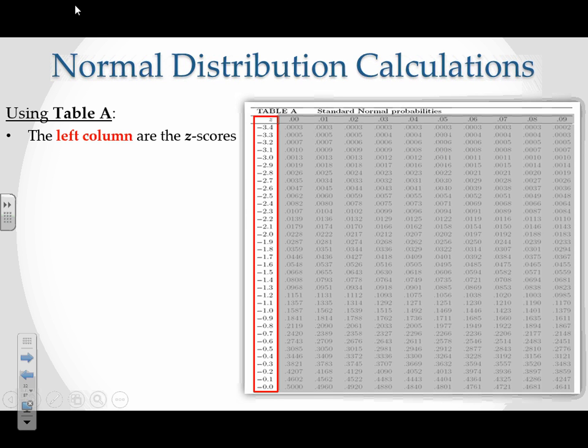So the left column is going to give you the start of the z-scores. Every z-score, and this is something else you probably want to write down. When you calculate z-scores, you're going to keep 2 decimal places every time. Always round to 2 decimal places.